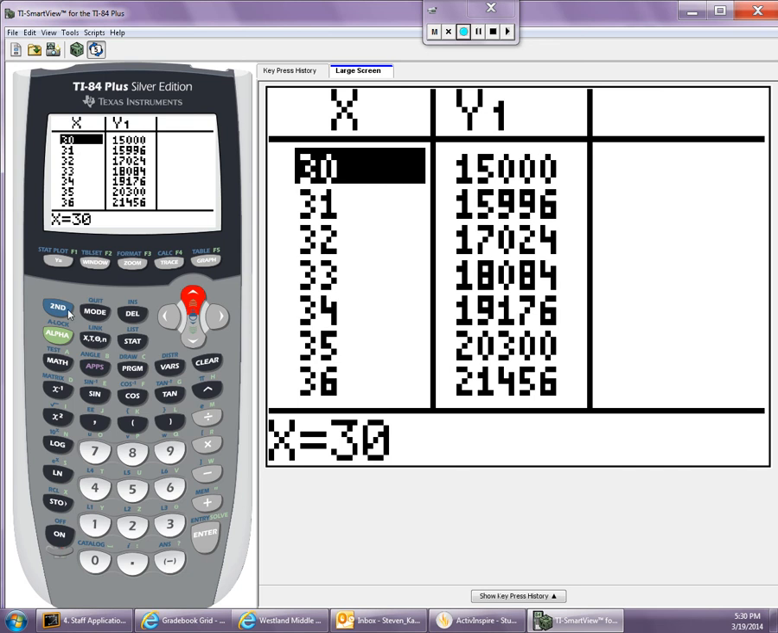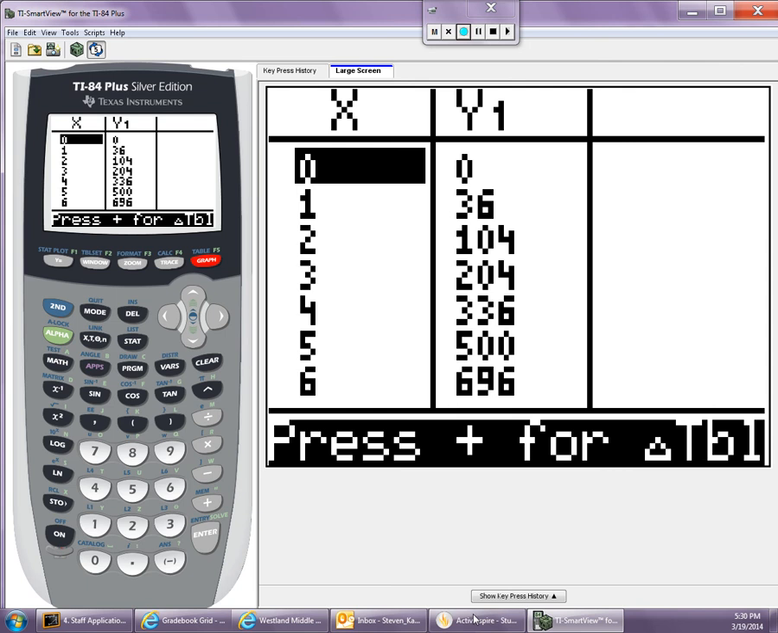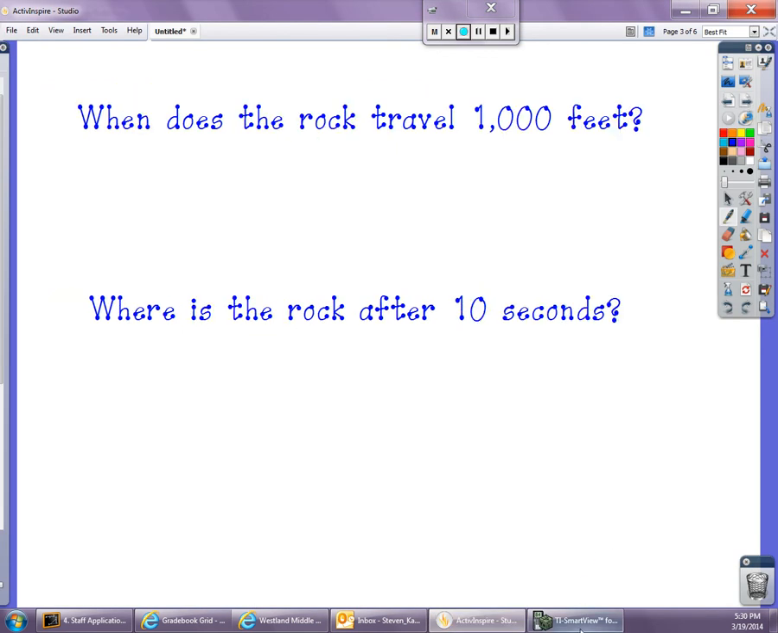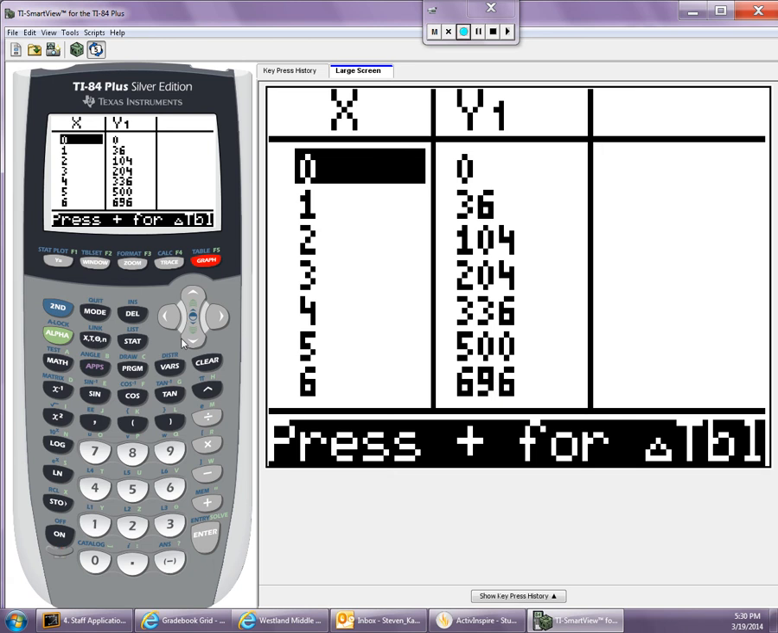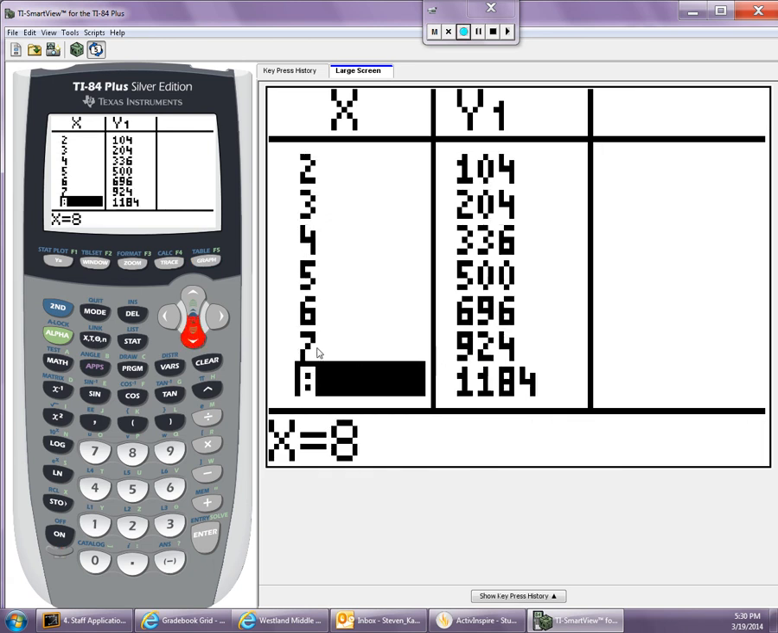Now I want to go back to 0, so I'm going to go back to my table set, second table set. I don't want my table starting at 30. I'm going to have it start at 0. Now I'm going to go back to my table. And the question was, when does the rock travel 1,000 feet? So I'm going to look for when my y, remember my y was my distance, right between 7 and 8 seconds, I can see it crosses the threshold of 1,000 feet.